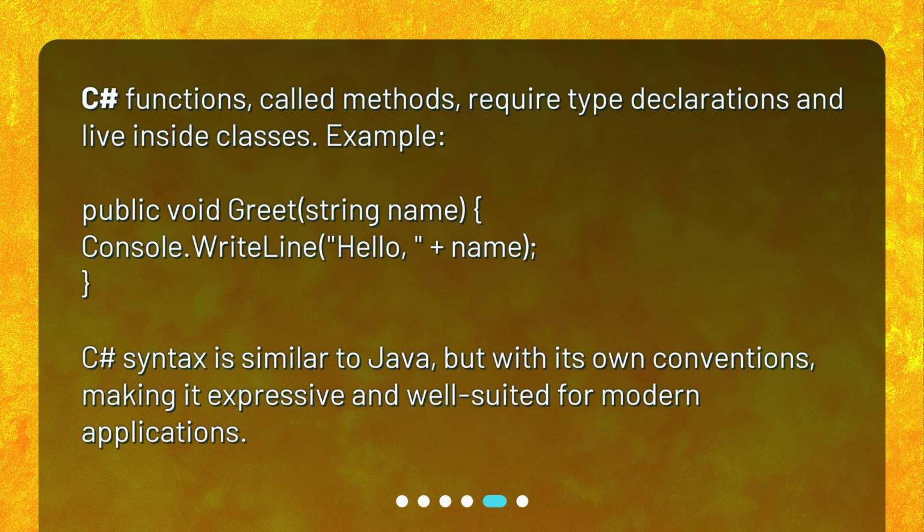Console.WriteLine, "Hello" plus name. C# syntax is similar to Java, but with its own conventions, making it expressive and well-suited for modern applications.